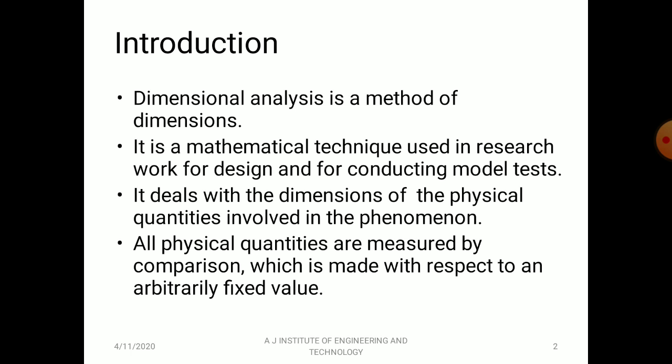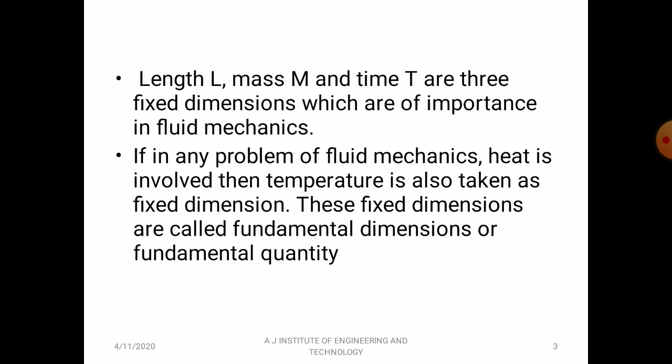All physical quantities are measured by comparison, which is made with respect to an arbitrary fixed value. For comparison, there should be a fixed value. So those fixed values are called primary dimensions or fundamental dimensions. So length, that is represented by capital L, mass, that is represented by capital M, and time, that is represented by capital T, are three fixed dimensions or primary dimensions which are of importance in fluid mechanics.